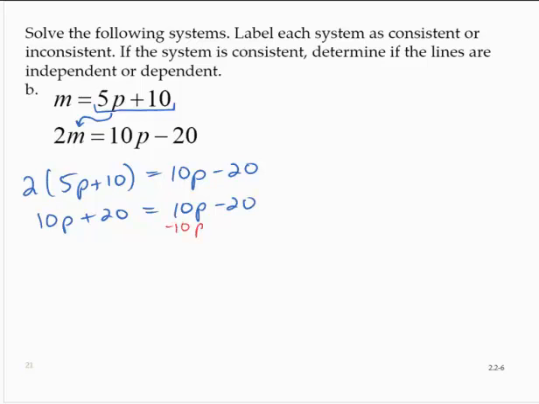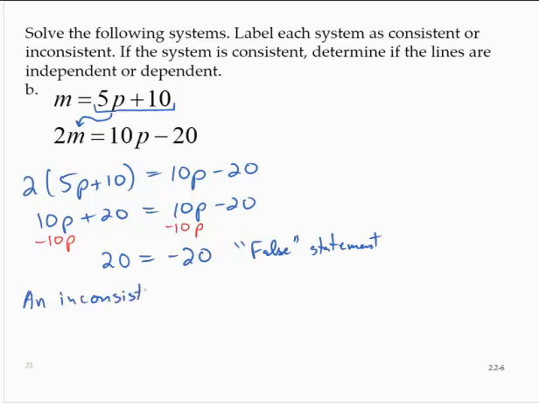Now if I subtract 10p from both sides, notice how the p is eliminated, and I would have 20 is equal to -20. And this is a false statement. The variables are eliminated, and I end up with a false statement. This tells me that this is an inconsistent system. And this system has no solutions.